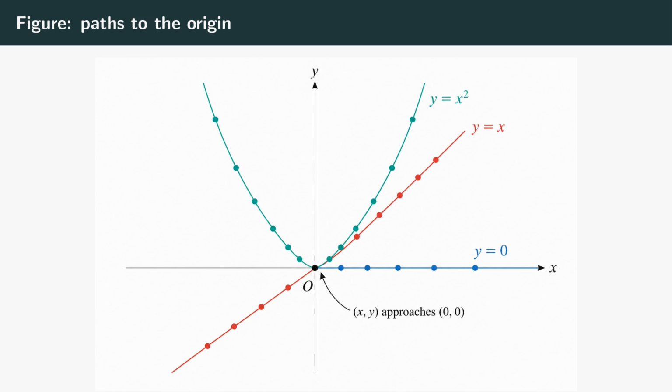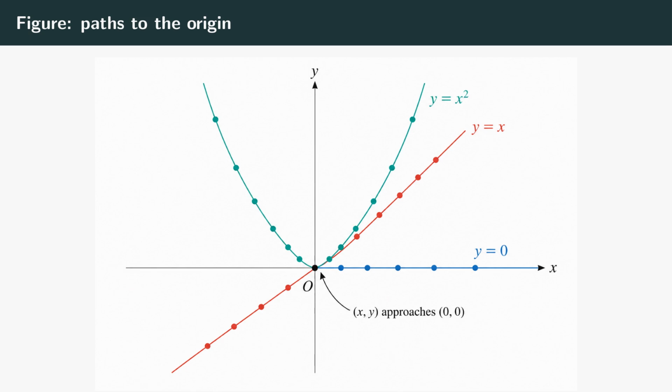Along the blue x-axis, every dot has y equals 0, so the function is 0 everywhere on that curve. Along the red diagonal, every dot satisfies y equals x, so the function is identically 1/2. Along the teal parabola, y equals x squared, the function works out to x times x squared over x squared plus x to the 4th, which is x over 1 plus x squared, which also tends to 0.